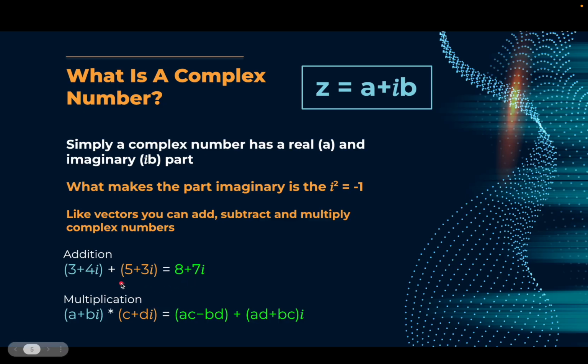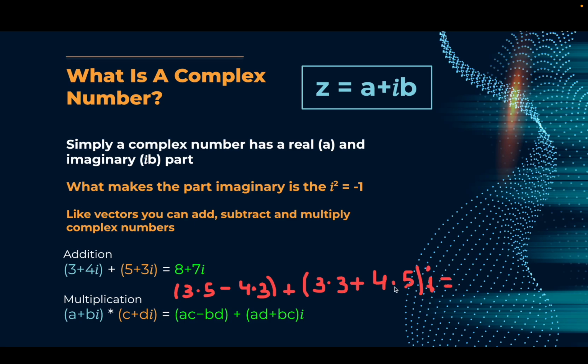And for multiplication, for example, if you have 3 plus 4i and you're multiplying it with 5 plus 3i, then we have this formula right here, so you would get 3 times 5 minus 4 times 3, plus, now you add AD, so 3 times 3 plus 4 times 5, multiplied by the complex number part, which is i.